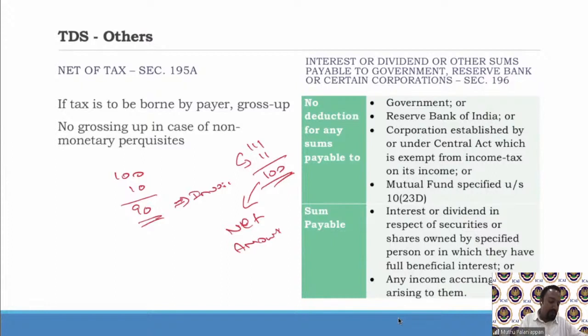When it comes to the government, Reserve Bank, or certain corporations, it is not applicable. That is, TDS provisions are not applicable when there is interest or dividend or any income payable to the government, RBI, or a mutual fund specified under section 10(23D). So if a payment is being made to them, no TDS. So the TDS provisions, whatever we saw now, are not applicable if the person to whom you are going to pay is the government or the Reserve Bank of India.